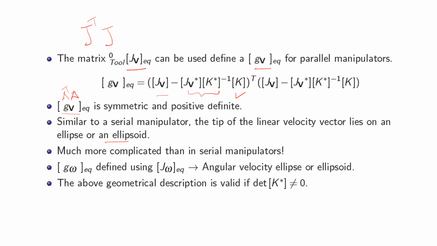We can also find this G omega equivalent, and using this J omega equivalent, the angular velocity can again be described as an ellipse or ellipsoid. All this is possible if and only if the determinant of K star is not equal to 0. If K star were equal to 0, then we could not solve for pi dot, because it has this K star inverse, right? So only if the determinant is not 0 is this possible.